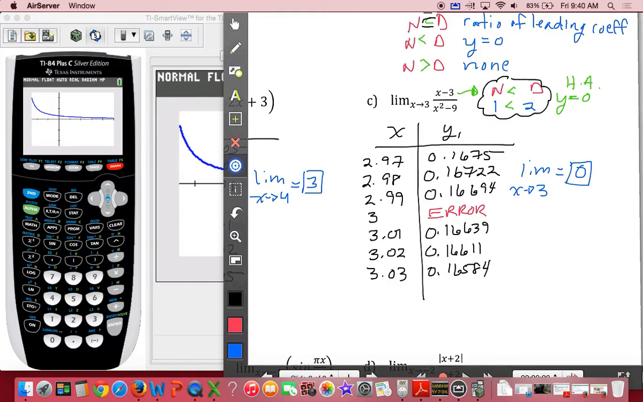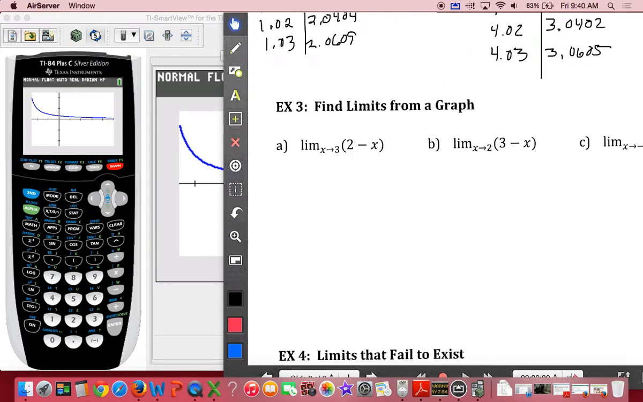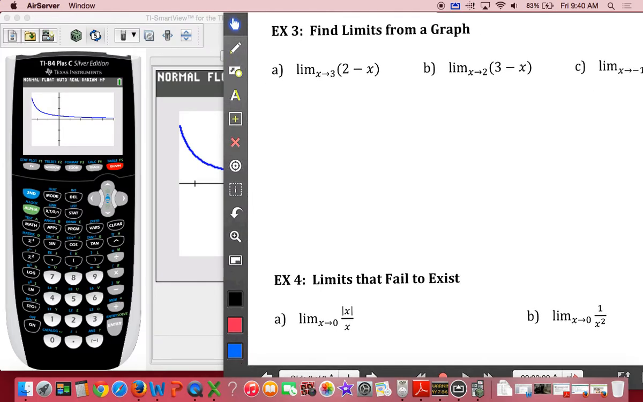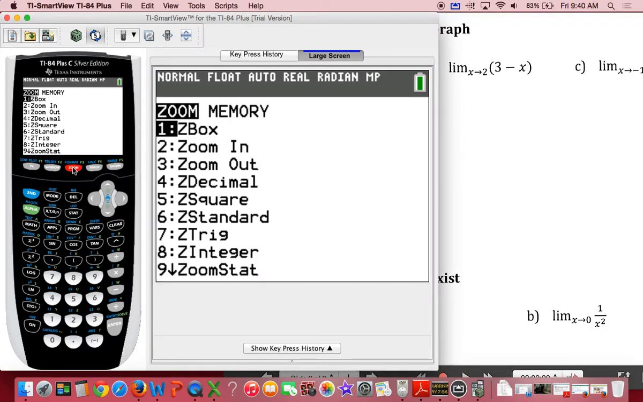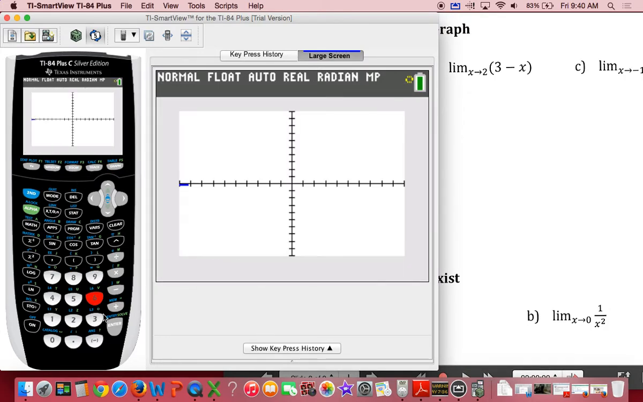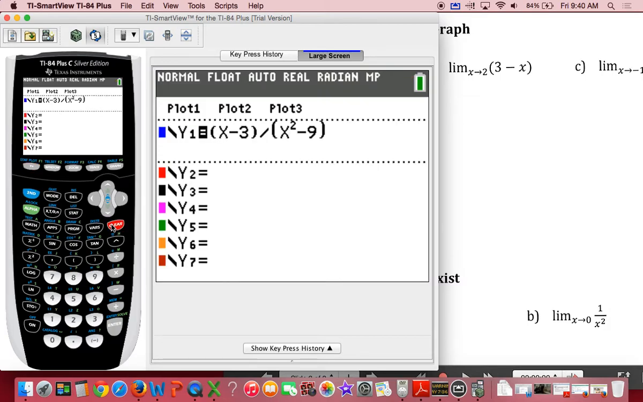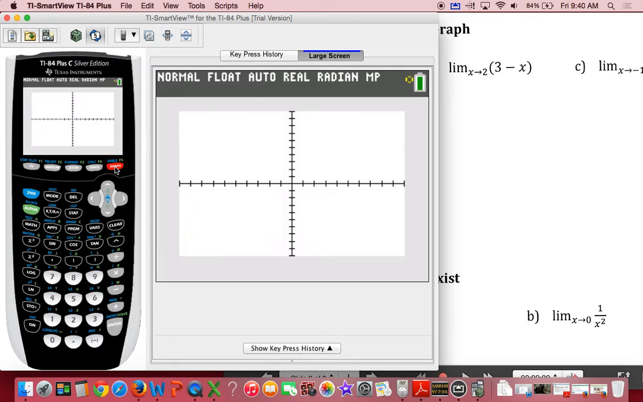Can we move on? All right, so let's look at example 3. So now we're going to find limits from a graph, which I always like because it's a little bit easier. So we're going to put this function into a graph. It's linear. And so we're going to go over here into our calculator and hit zoom standard so that you get back to your normal viewing window. And then you can put in your y equals. So we're putting in 2 minus x and we're going to look at the graph.